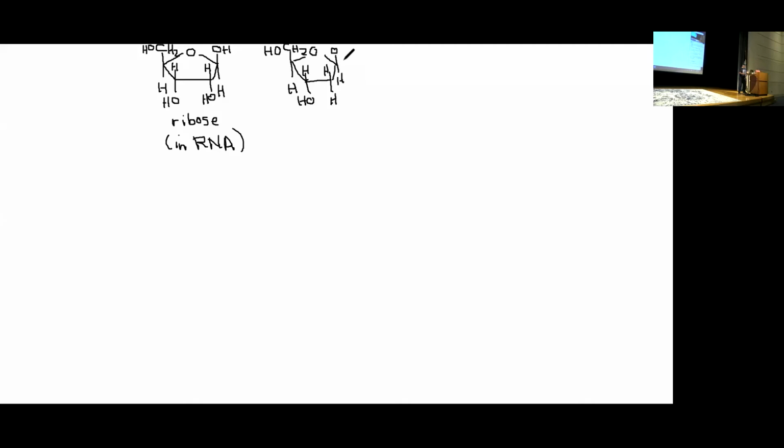And OH over here. I should have drawn these a little bigger. It's a little crowded. But be that as it may, this is 2-deoxyribose. And I'll show you where the 2 comes from in just a second.